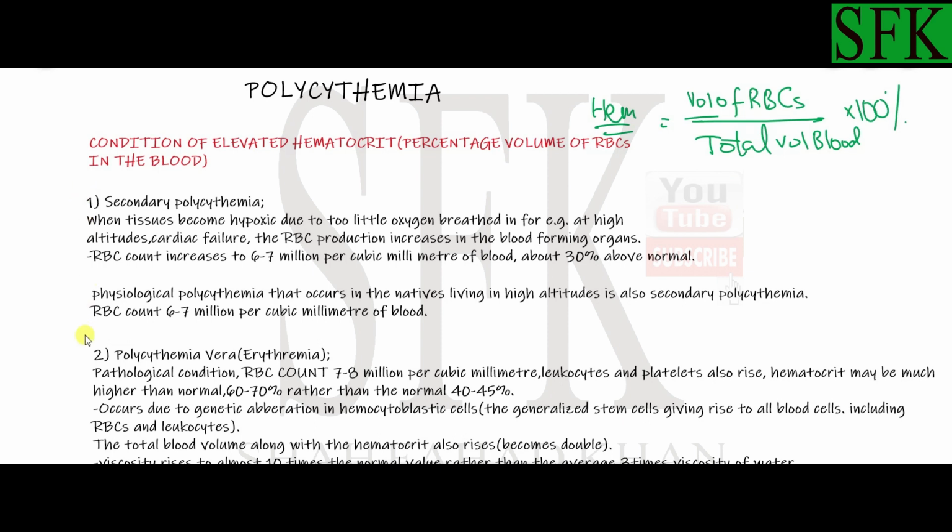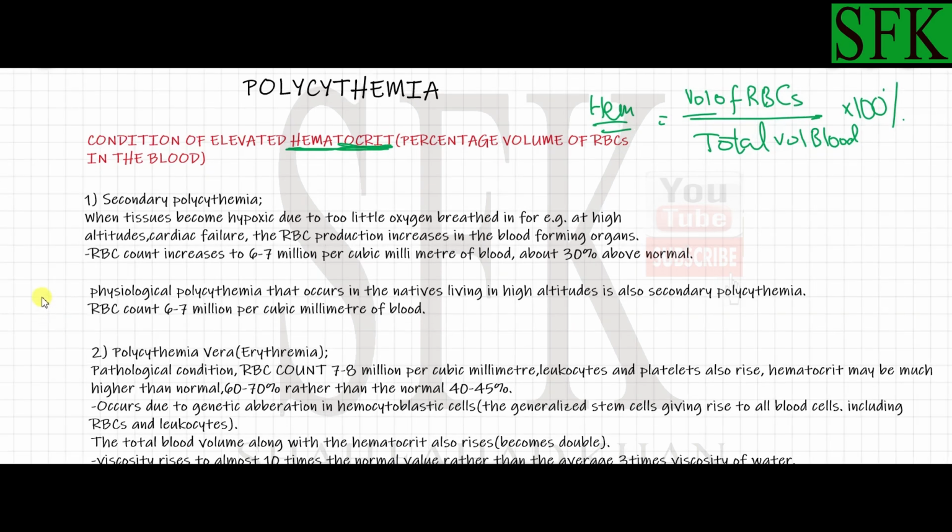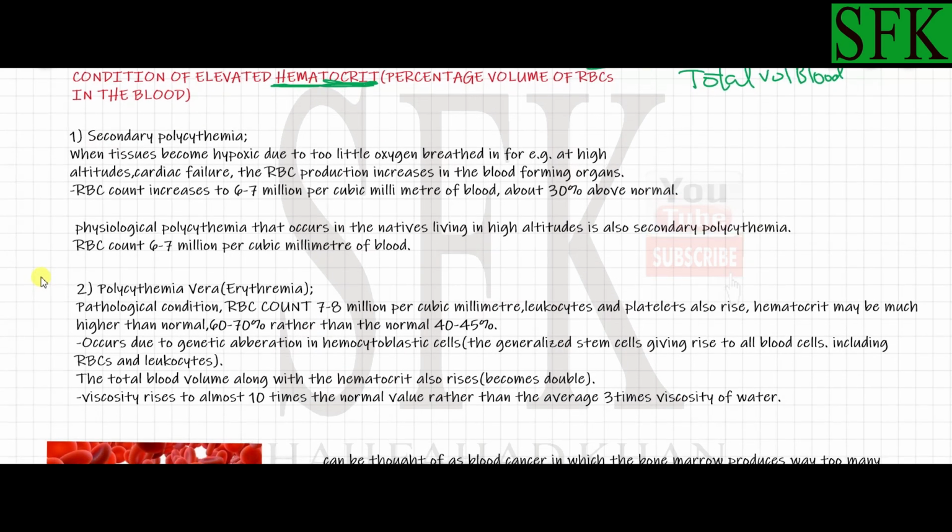There are two types of polycythemia. Now, the major effect is that it increases the hematocrit levels. In both of these polycythemias, the hematocrit level will increase, but in one it will increase to a lower extent as compared to the other. One of them is mostly physiological while the other is mostly pathological. The first type is secondary polycythemia.